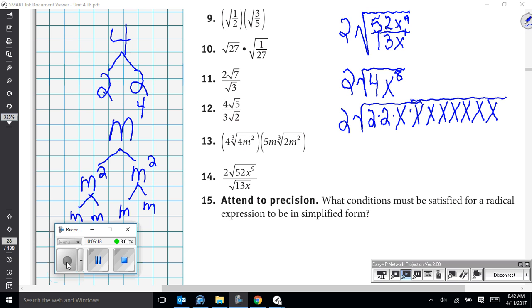All right. So now, doing our groups of 2, I have 2 groups of 2 here. So 2 2's on the inside makes how many on the outside? 1. Then I have this group of 8 x's, this group of x's. So how many groups of x's do I have? 4. So times x.